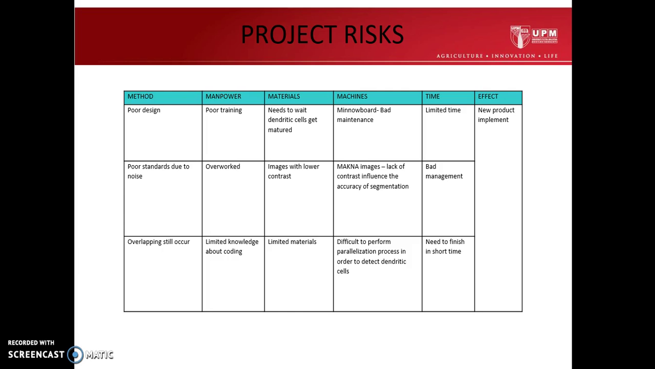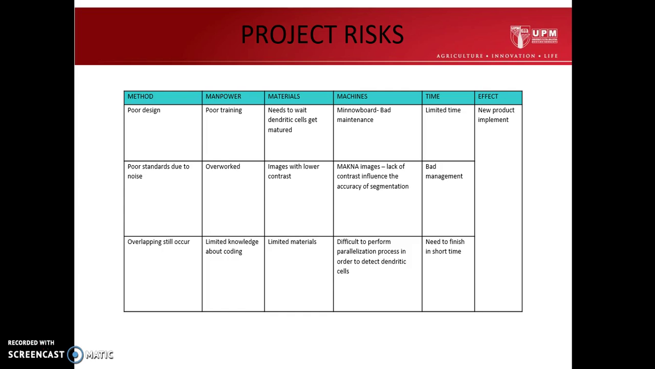Second is method. First, the project risk from the method is poor design. This is because I need to play around with the image to get the best result, and from the results I can choose the best methods to implement on that image. Second is poor standard. This is due to the noise that might occur, and because the algorithm that we implement is not really good. And yes, overlapping still occurs because the cell boundary of the image is not really clear.